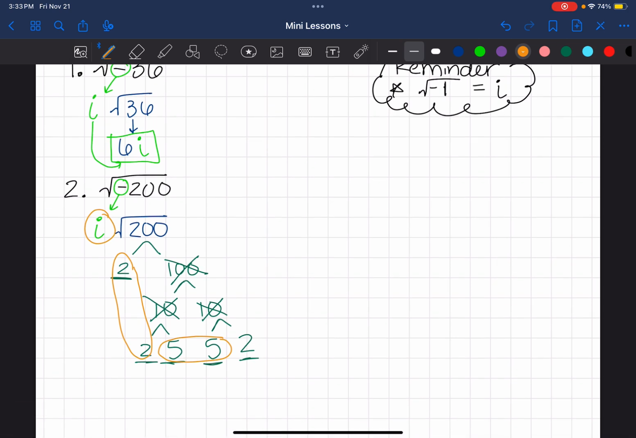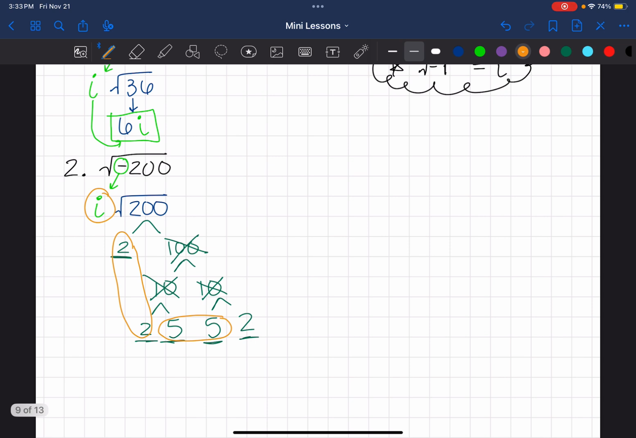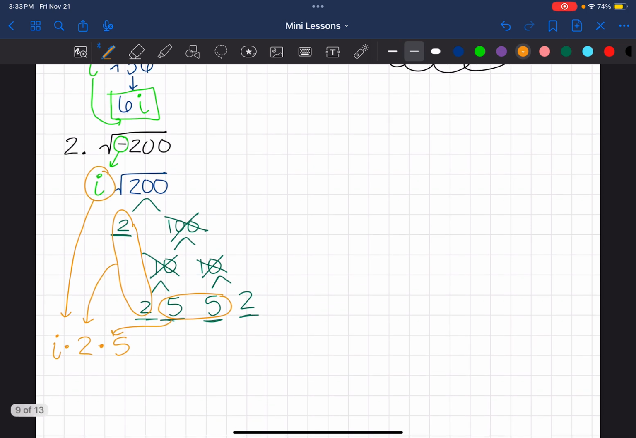So now, how do we take this into our actual answer? I'm going to take each group and it gives you one of those numbers. So my two 2s will give me a 2. My two 5s will give me a 5. And then we're going to multiply those together. Now we don't want to forget about our i, so I'm also going to bring that down to multiply. So 2 times 5 is 10. 10 times i is 10i. This is going to be our outside value from the square root.